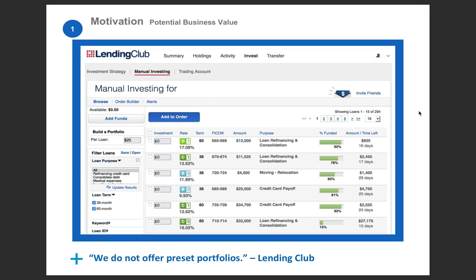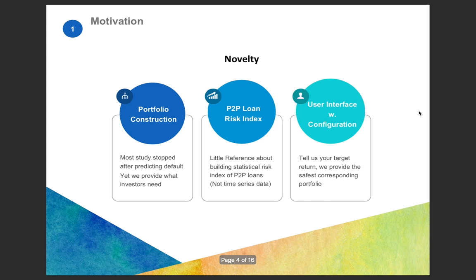For the first block, our motivation for this final project is that Lending Club is the largest online P2P loan platform in the United States, in the world. So many people use this platform for investment. But Lending Club didn't provide a portfolio recommendation for individual investors. That is the reason we do this project.